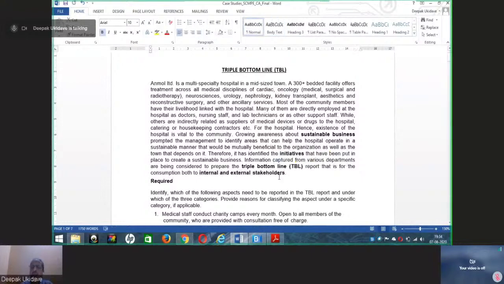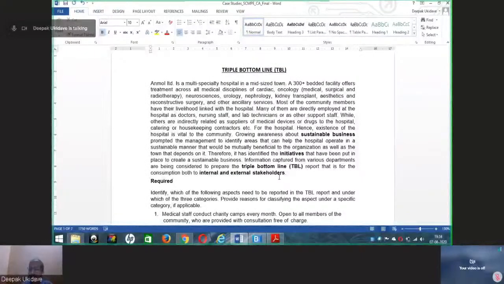When we talk about internal stakeholders, obviously the staff, obviously the people who are involved in the operations of the hospital. And when you talk about external stakeholders, they are contractors, they are end users, that is the patients, and also the vendors who are supplying. They are external, and internal is your own staff, technicians, doctors, nursing staff. I think our framework is ready.